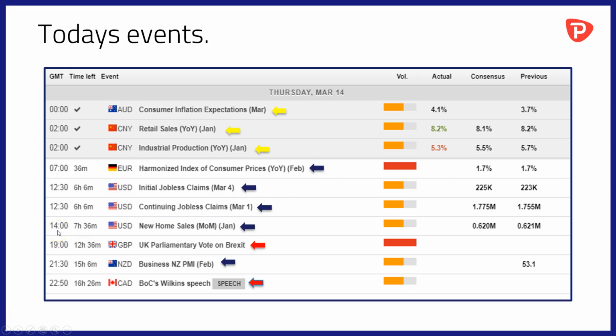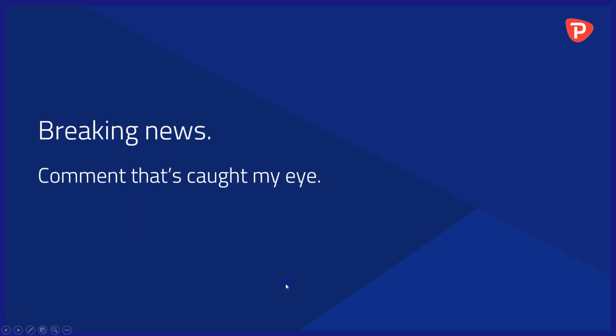At 1400, we shall have new home sales data out of the US for the month of January. There was some better data out of the US housing market yesterday as more higher priced homes were changing hands, data revealed then. At 1900 tonight we'll have the latest in a series of UK parliamentary votes on the Brexit process, more on that in a moment. At 21:30 GMT we'll be in New Zealand for business PMI data for the month of February, and at 22:50 we're back in Canada for a speech by the Bank of Canada's Governor Wilkins.